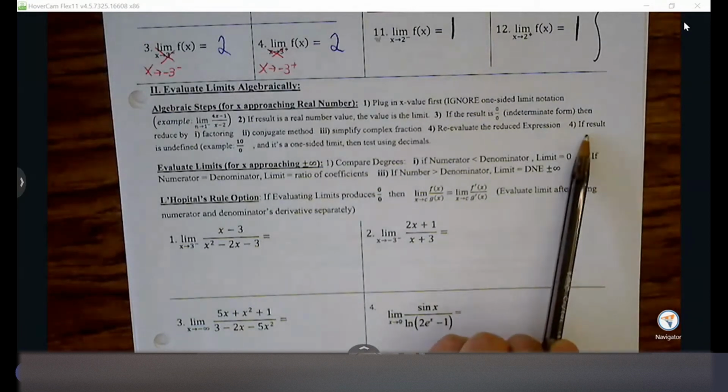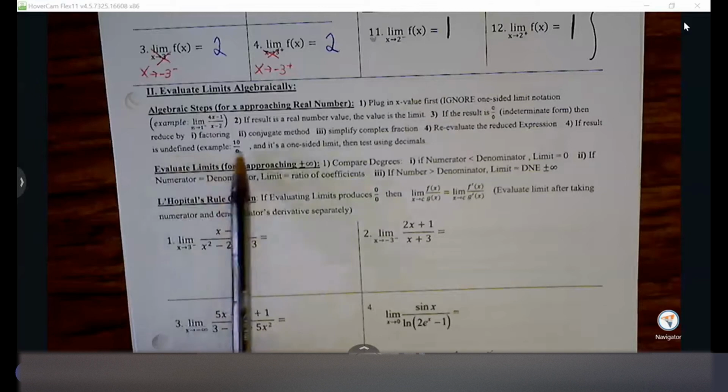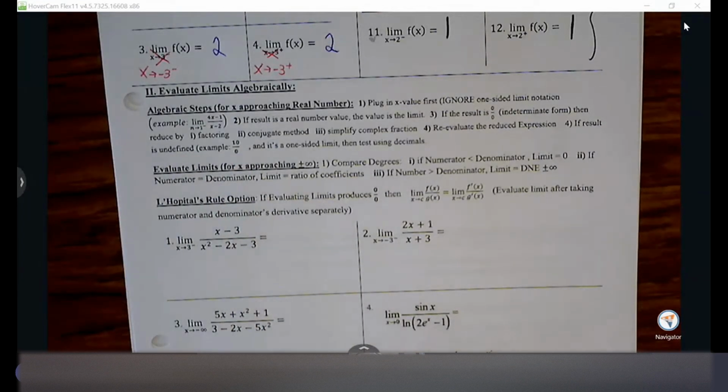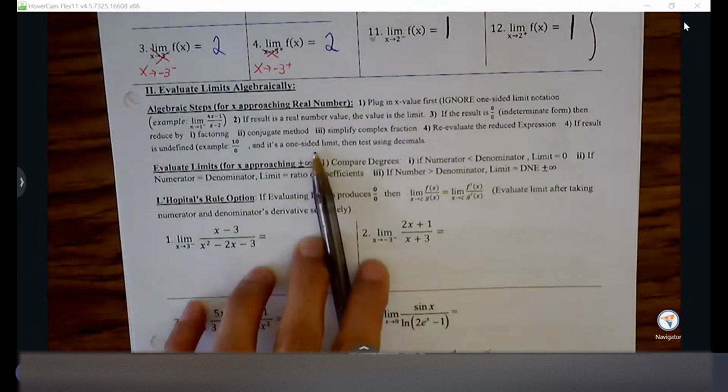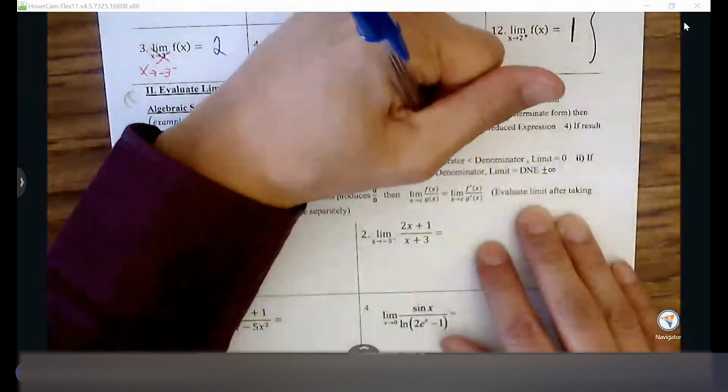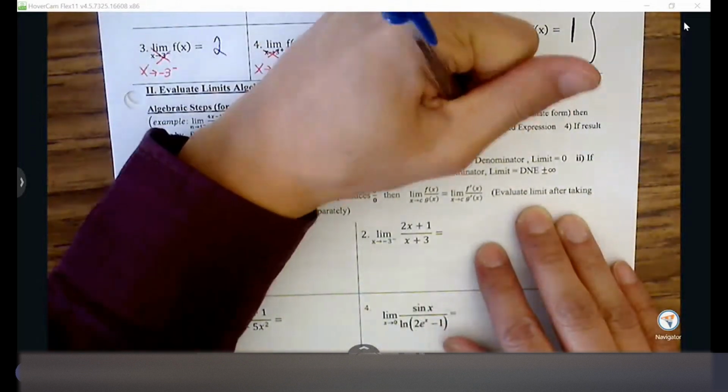Now, if what we get in return is undefined, let's say 10 over 0, or 5 over 0, or 6 over 0, that means there's a vertical asymptote. If there's a vertical asymptote, our graph is going to behave a certain way. It either goes up to positive infinity or negative infinity. And if we realize that it's a one-sided limit at that point, then we test using decimals, like 2.1 or 3.9 or some decimal. But decimals are not going to be the first thing that we deal with, even though the one-sided limit is part of the problem at the very beginning. So at that point, you're going to be choosing between positive or negative infinity.